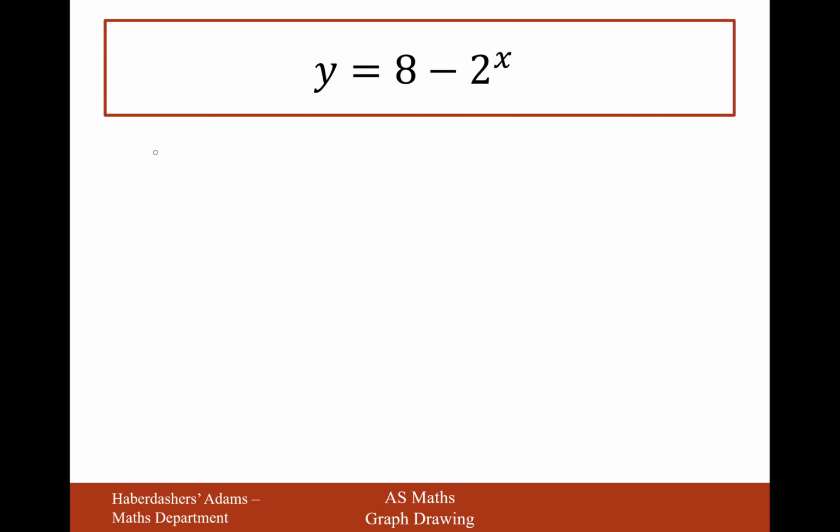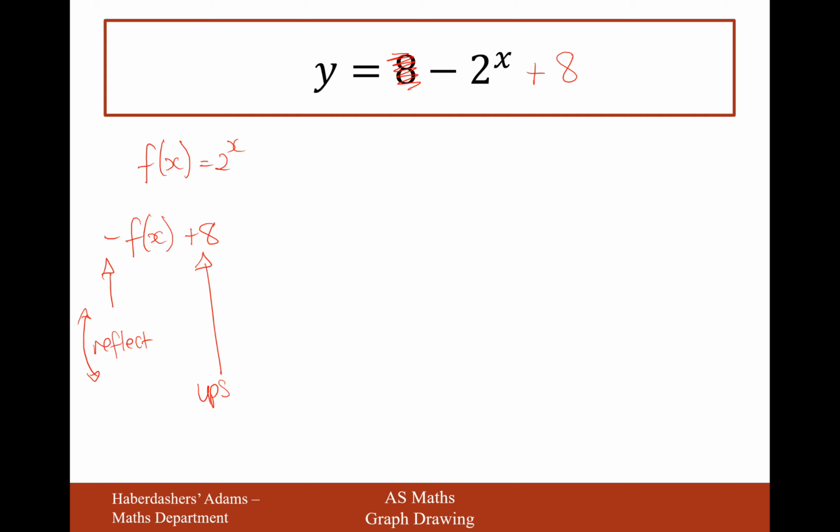Okay, moving on to the next one. So the parent function here is the 2 to the power of x graph. It's always going to be one of those 5 that we have memorized at the start. And what I'll probably do is I'll probably scribble out the 8 and I'll probably put it at the back. So the transformation here is going to be minus f of x plus 8. So 2 transformations here. I reflect up to down and down to up. And then after that it's going to move up 8.